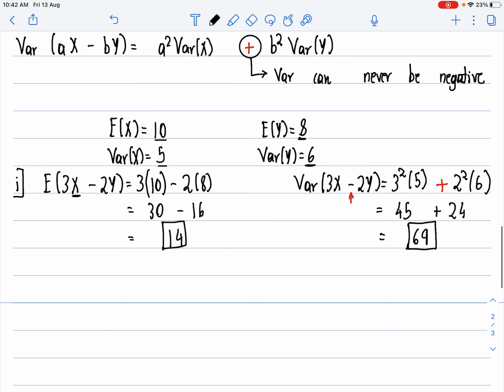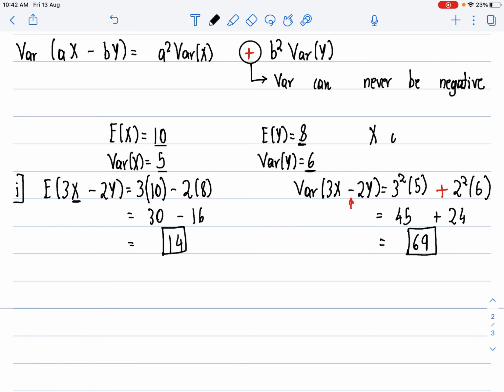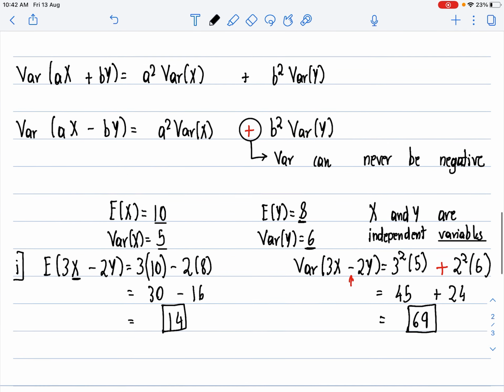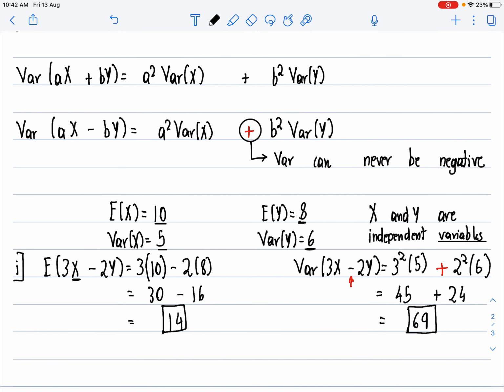And in the question, they'll even say that x and y are independent variables. This is the important term which they'll use. So this was the basic concept of how it will be used. Now in the next video, we'll do independent observations and multiples, which is a very, very important concept.